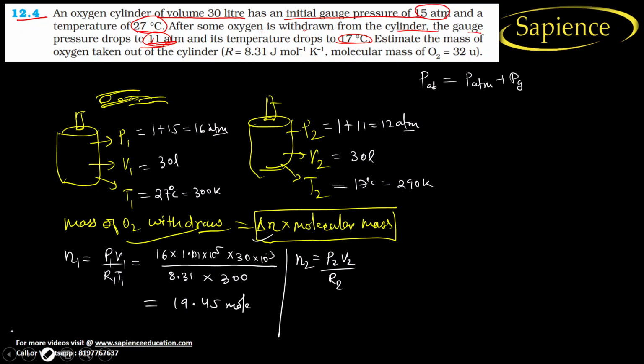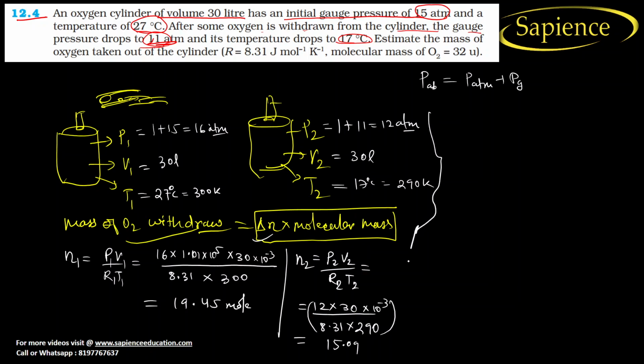R2 into T2. Let us put the values. So R2 into T2 will be approximately equal to 12 into volume. The volume is again 30 into 10 to the power minus 3, divided by R2, which is 8.31, into T2, which is approximately 300. In place of 300, you have to put 290. When we calculate this, we will get the value as approximately equal to 15.09.